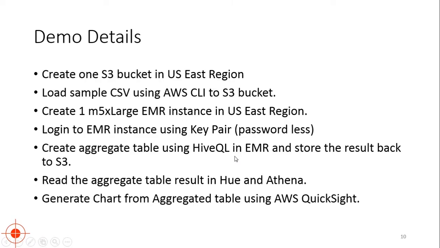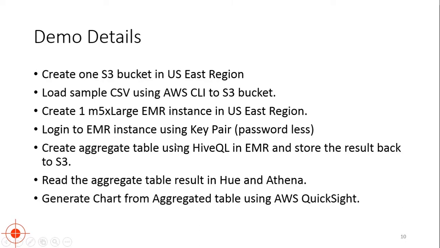We'll create an S3 bucket in US East region. Then we'll load a sample CSV using AWS CLI to our newly created bucket inside a folder. Then we'll create one instance of M5 X large EMR in the US East region. We have to make sure both S3 and our EMR are in the same region, else there will be huge cost for data transfer between the regions. Then we log into EMR using a key pair.